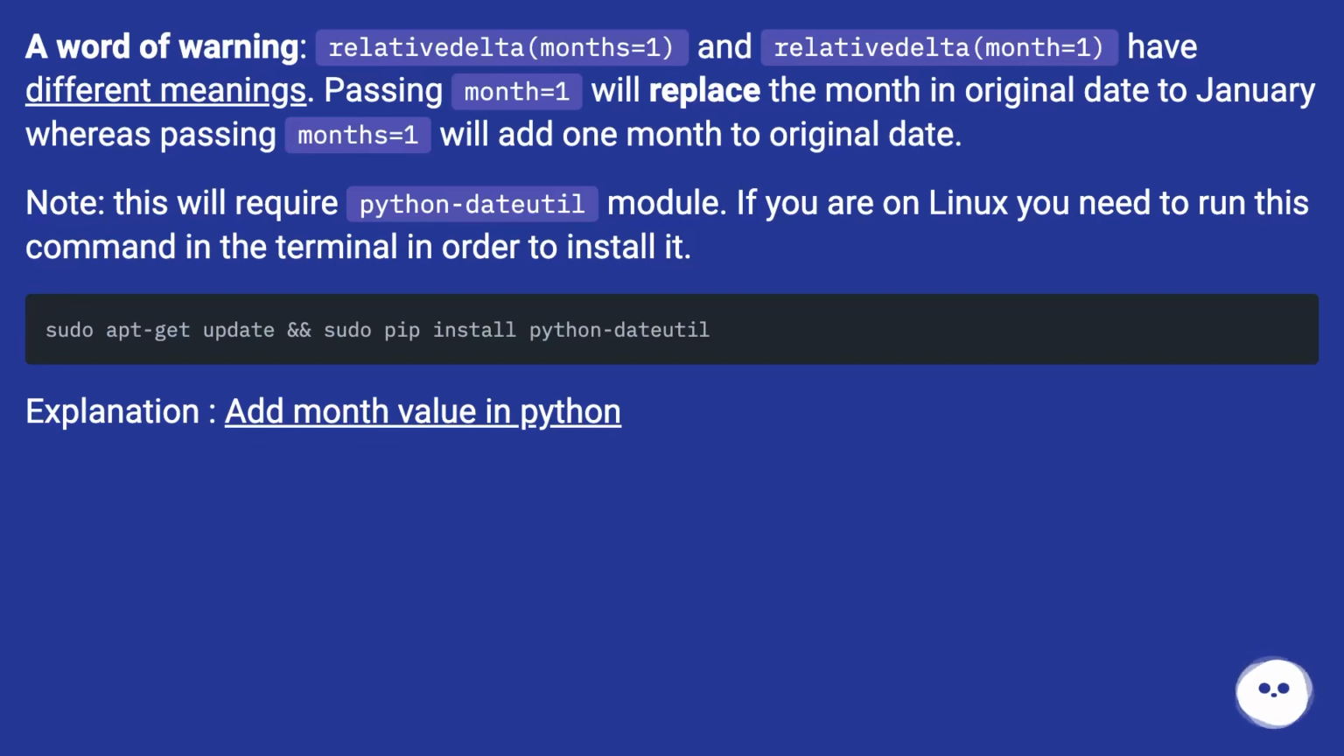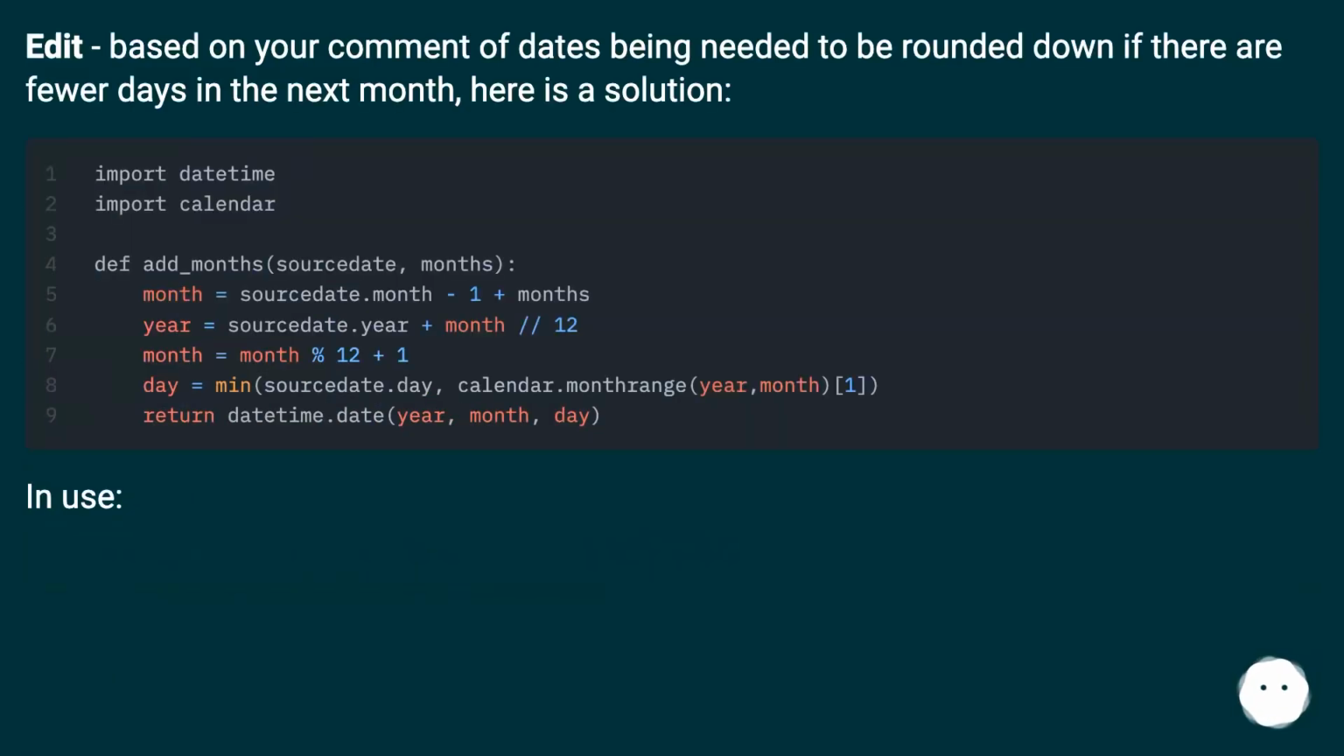Explanation: add month value in Python. Edit: based on your comment of dates needing to be rounded down if there are fewer days in the next month, here is a solution. In use.